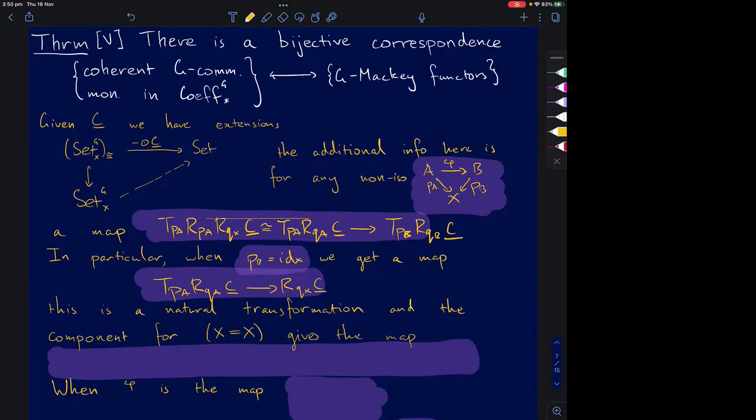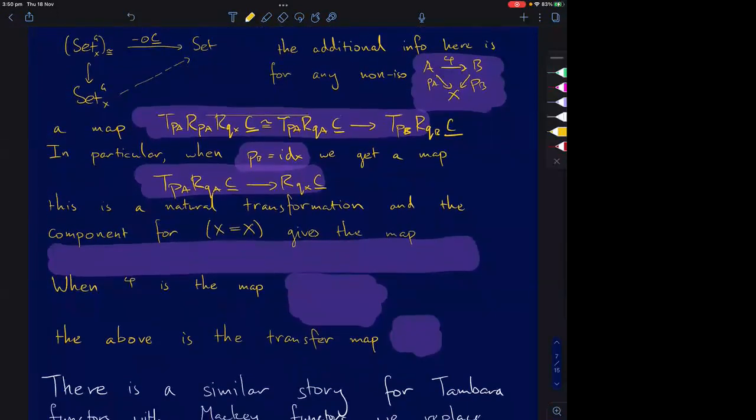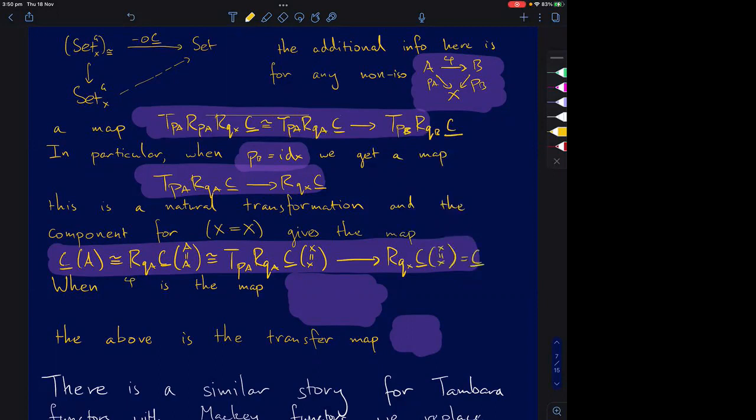And this is a natural transformation because it's between coefficient systems, which are functors. And on the component for that natural transformation given by the identity on X, we can build this map from C of A, which is the same thing as the restriction to A of C of A sitting over A by the identity, which is the same thing as T_{P_A} R_{Q_A} C of the identity on X sitting over itself. And now we use the component of this natural transformation, which here gets us R_{Q_X} C of the identity on X, which is just C on X. And then if we let phi be the map from G/K to G/H sitting over G/H, then this is the transfer map TR from H to K.